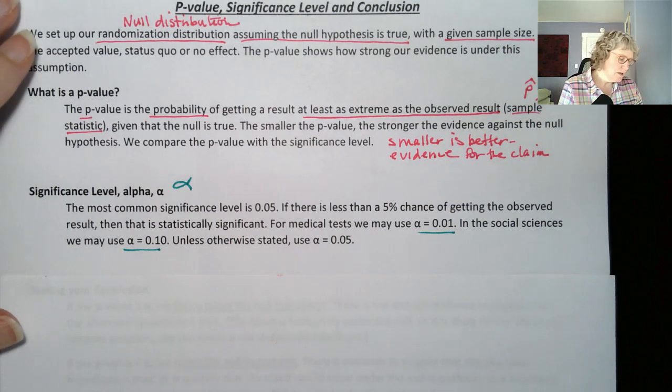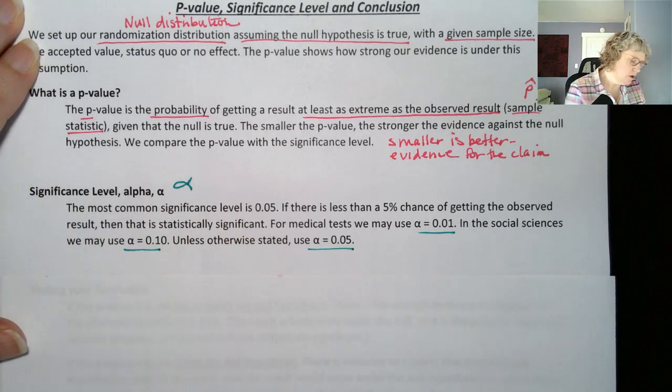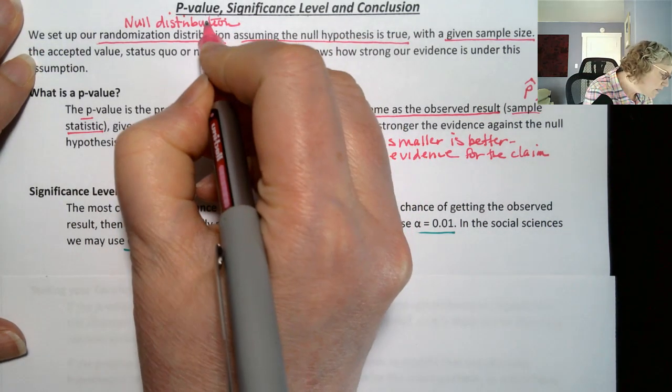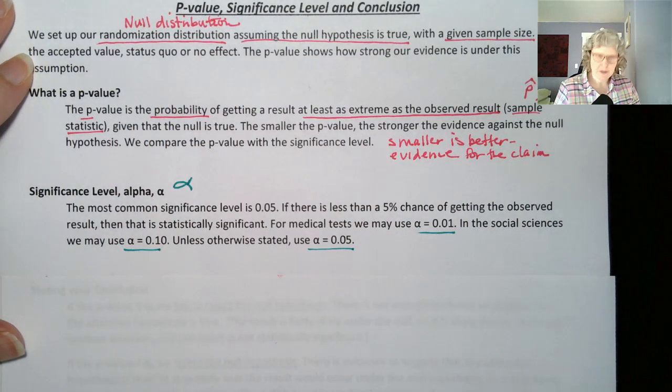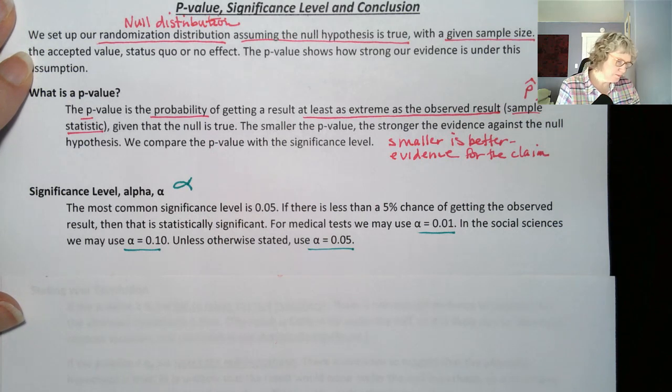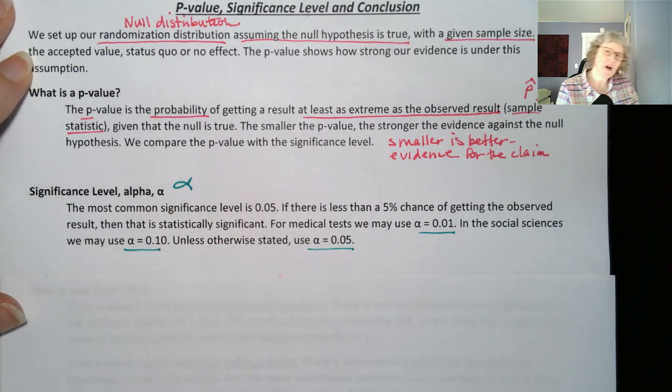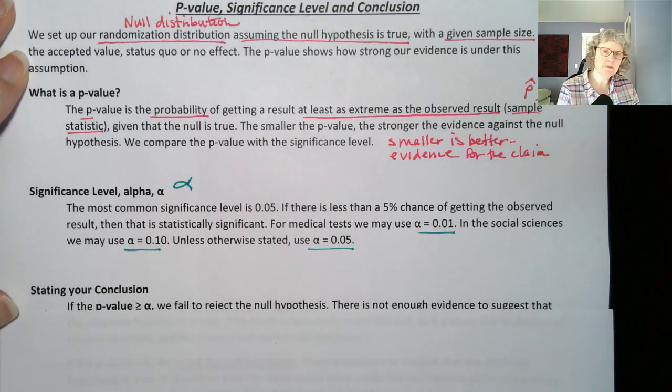If it's not given, then you're going to use the default of 0.05. Okay, that's the significance level. We might be given one in a question. If not, we're going to use 0.05. Okay, so we've seen that a little bit already.